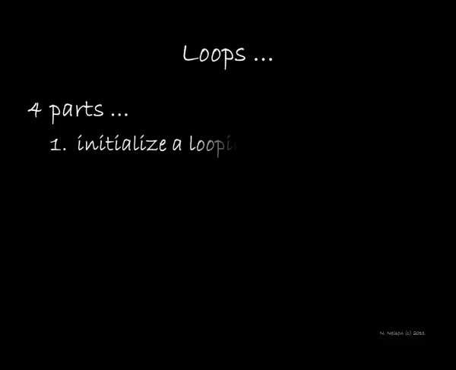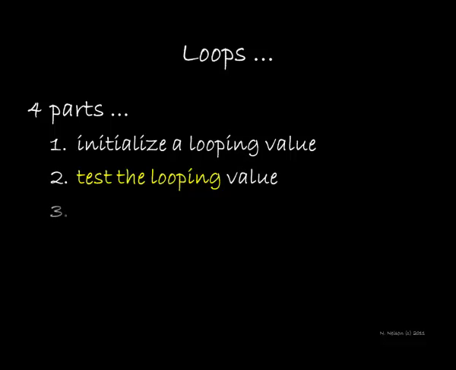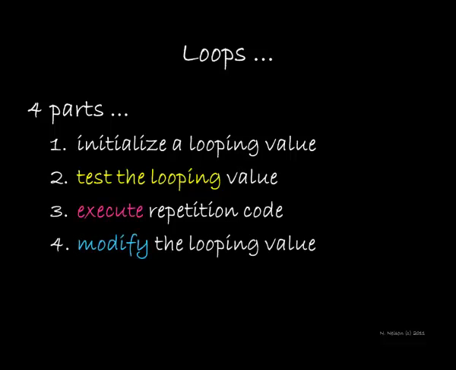Repetition. In order to program a repetition or looping construct, you must include 4 different parts for it to work properly. Before you get into the loop, you have to initialize your looping variable to its starting value. The other 3 parts form the loop itself: a test of the looping variable, execution of the instructions inside the block, and finally, a modification of the looping value. If any of these 4 elements are missing, your loop may not work the way you expect.